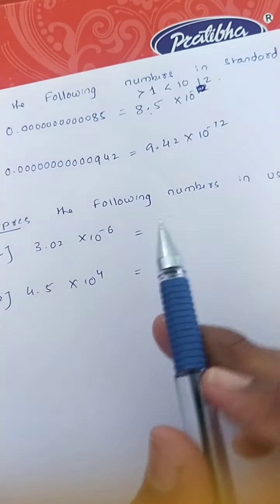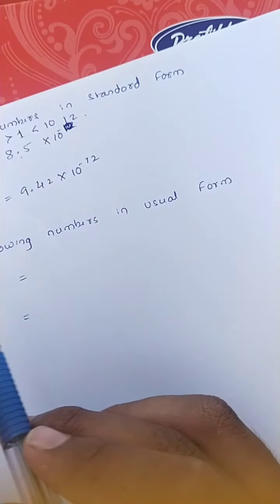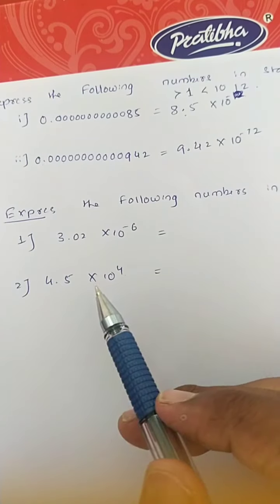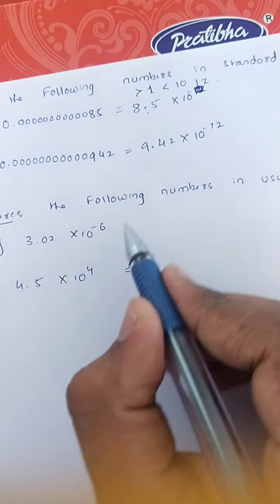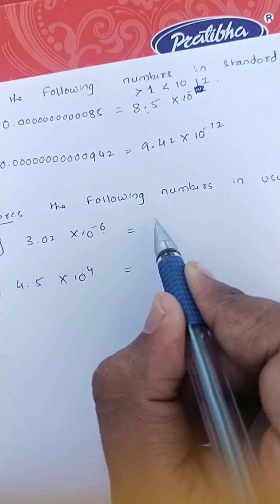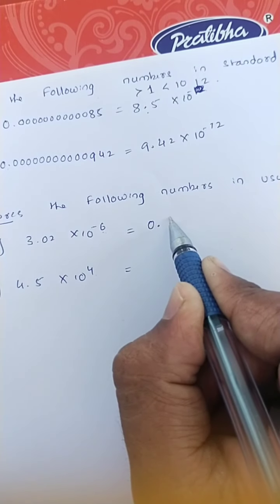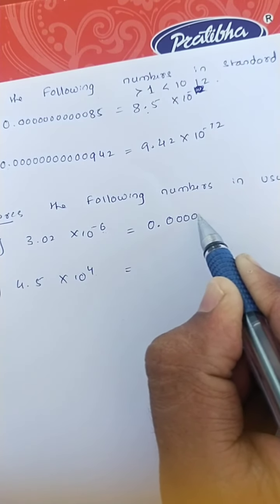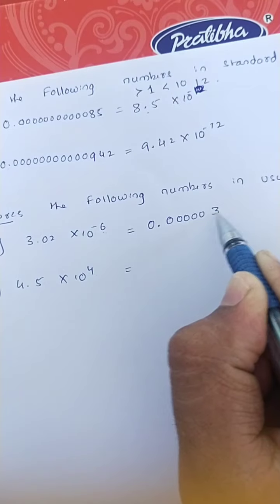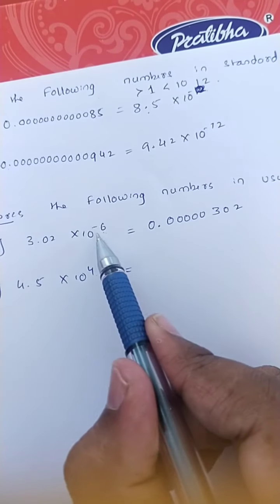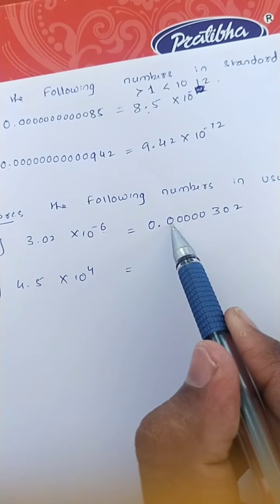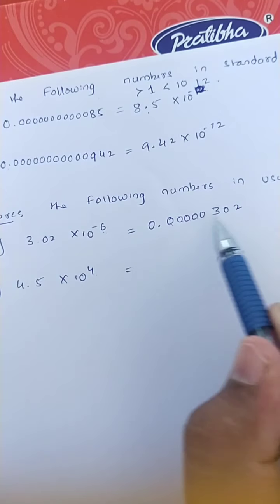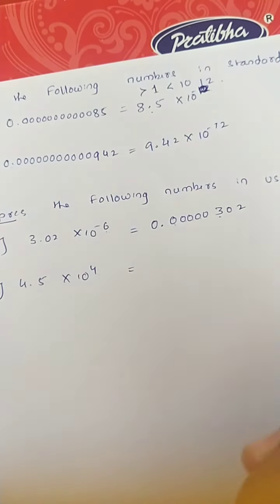Second question: express the following numbers in usual form. Here it is 10 raised to minus 6. First you have to add the 5 zeros, 1, 2, 3, 4, 5, and then you write the remaining numbers, that is 3, 0, 2. As it is 10 raised to minus 6, first you write 5 zeros, then you write 3, 0, 2.